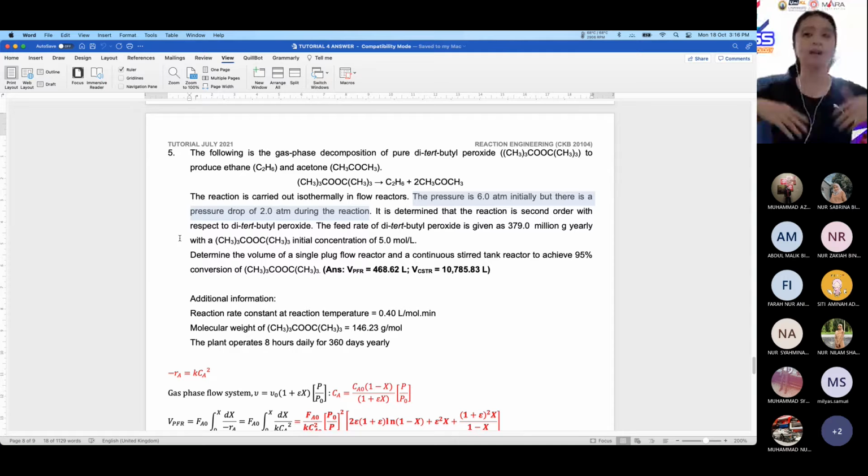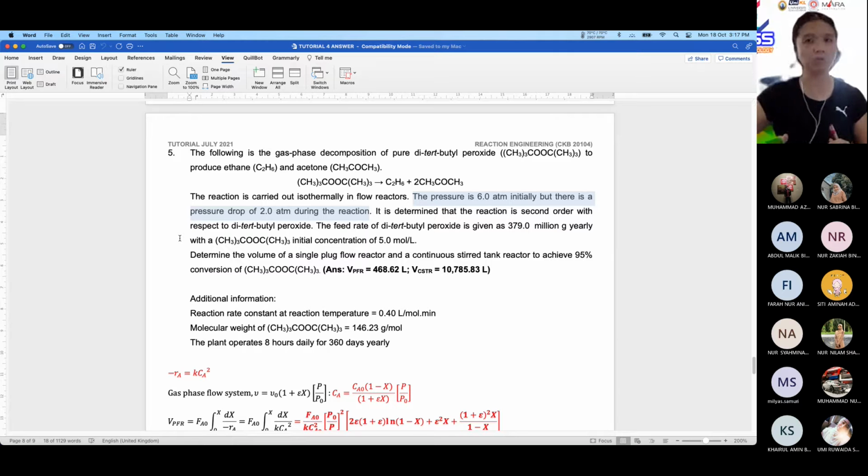Means sekarang kamu tengok dalam notes pula. Okay, dia adalah gas phase flow reactor with pressure drop. Tapi tak cukup lagi nak cari, still not enough to find desired equation sebab tak tahu rate law lagi. Kan saya dah kata nak cari equation kena tahu 3 benda. Reactor dah tahu, fasa dah tahu, gas. Okay, 3. Rate law kita tak tahu lagi because they haven't told us the rate law yet. Okay, so tak boleh carilah desired equation lagi.